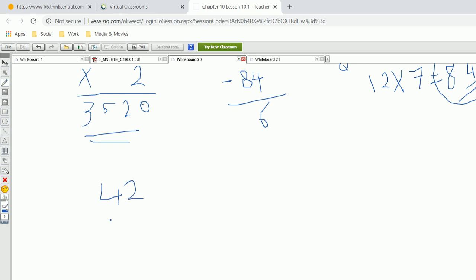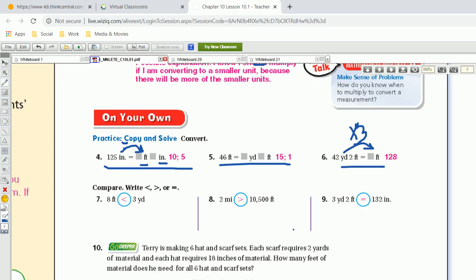42 multiplied by 3. It will be 6, and 4 multiplied by 3 equals 12. So the answer is 126. Okay, so the answer is 126, and still here 2 feet, so add them here, plus 2, it will be 128.